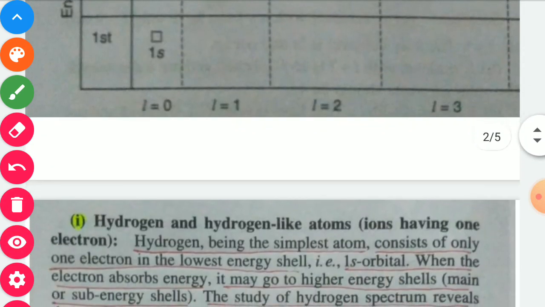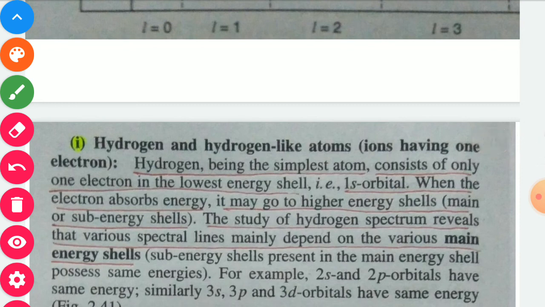Now we may write the electronic configuration for single electron chemical species and multi electron chemical species. In the case of single electron chemical species, like hydrogen and hydrogen-like atoms, hydrogen-like atoms means ions. Class, you know that the atomic number of hydrogen is 1, so its electronic configuration is 1s1.